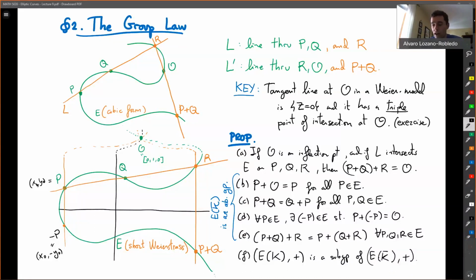You trace the line from P to Q that has a third point of intersection R, and then you trace the line from R to O and find the third point of intersection, and that will be P plus Q in general. And that happens the same way, but it looks nicer when you have a Weierstrass model, short or actually a long Weierstrass model.